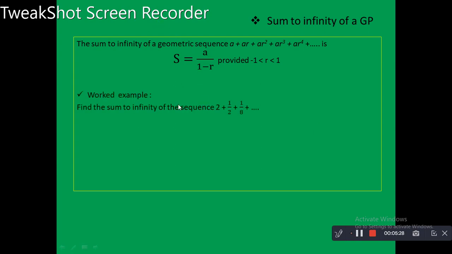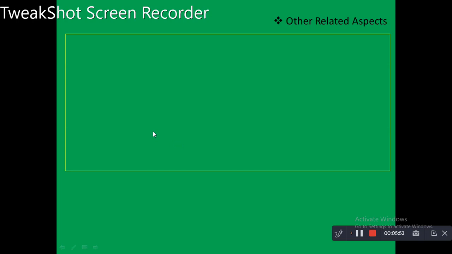So let's see a worked example. We have to find the sum to infinity of the sequence 2 + 1/2 + 1/8, and it goes on and on. We know our first term a to be 2 and our common ratio r to be 1/4. We substitute the values into the general formula, then we obtain our answer to be 8/3.